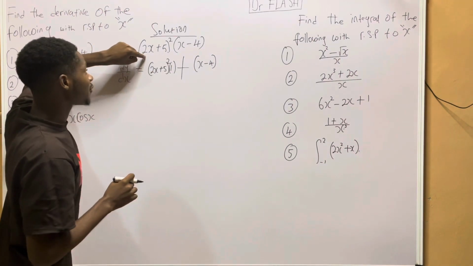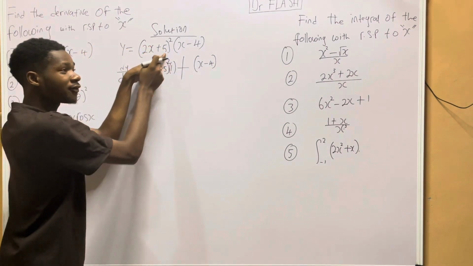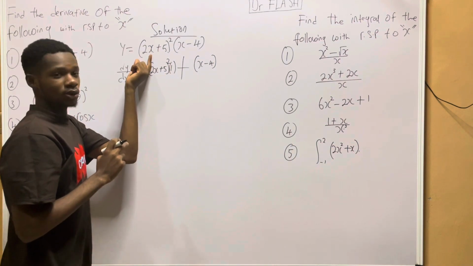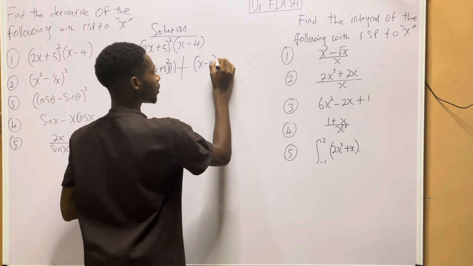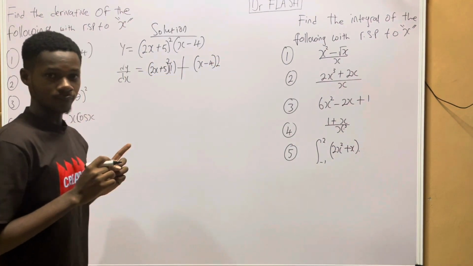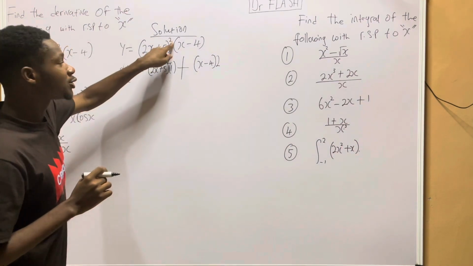Okay, inside of the bracket, we're having 2x plus 5. When you differentiate 5, you get 0. When you differentiate 2x, you get what now? 2. So I'm going to multiply by what? By 2. But we are not done. Next thing, there is a 2 outside of it.